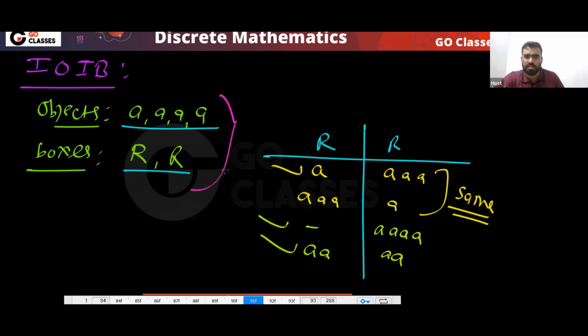So for this situation, what answer will you get? The answer will be 3, because only 3 you can create: either all the 4 here, 3 here, or 2 here. Now remember, you cannot create anything else. There is nothing else possible.